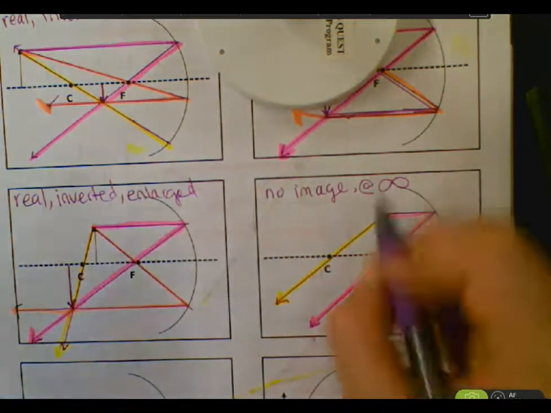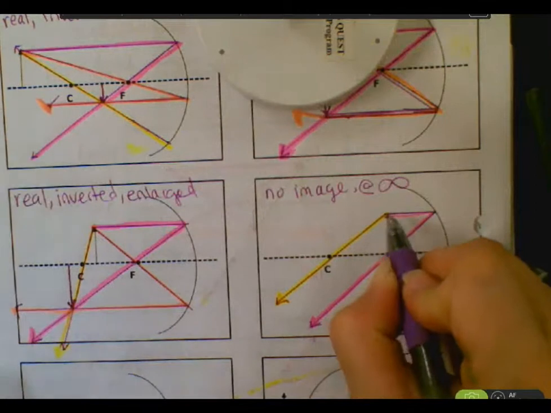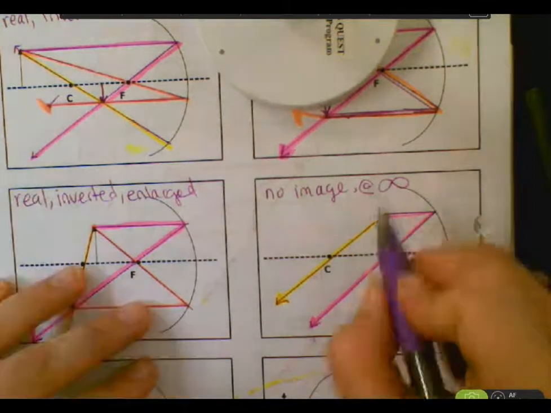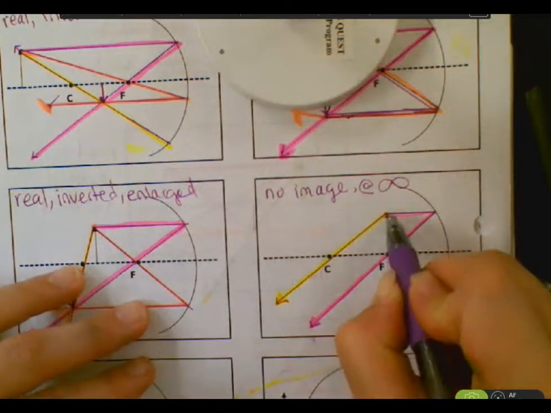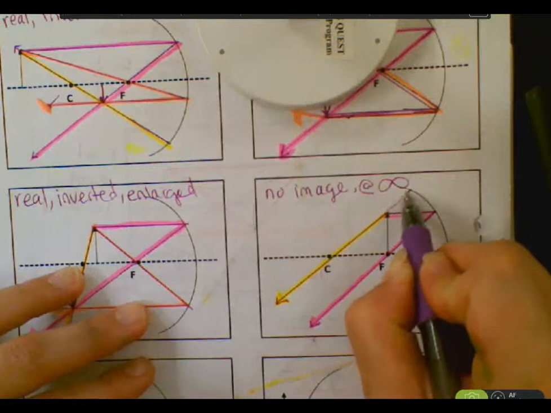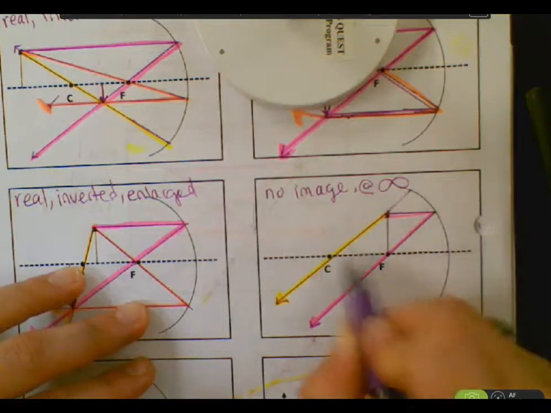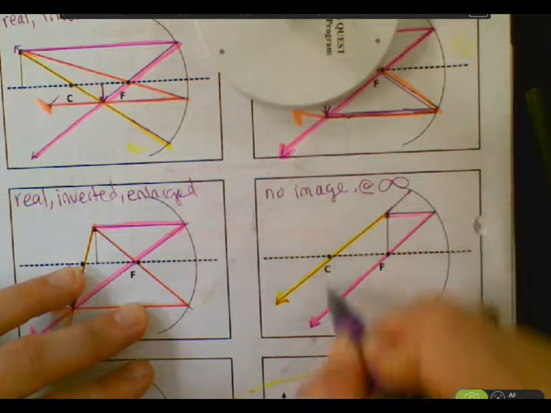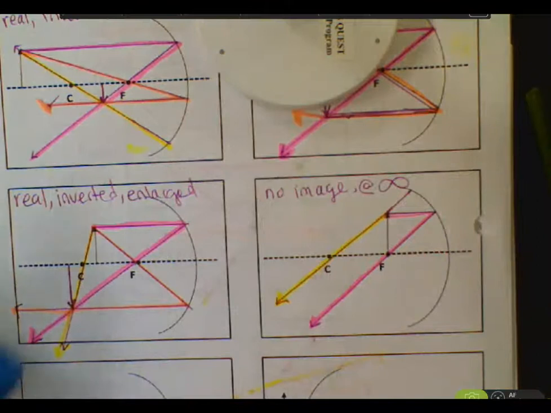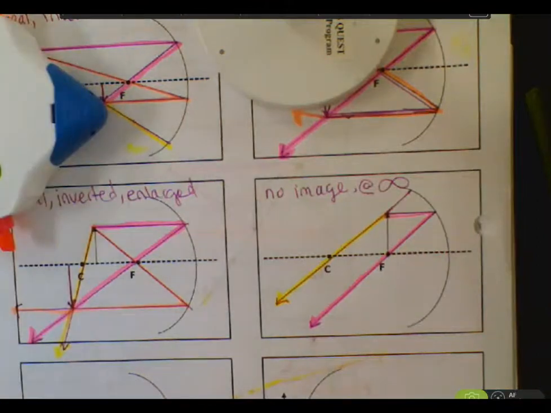Oopsie, I didn't even bounce this off the mirror, did I? So basically, if the light was coming, it could hit the mirror and then just come right back again, but it would never touch. Okay, so those lines would never touch. Now what happens though if your object is in front of the focus?